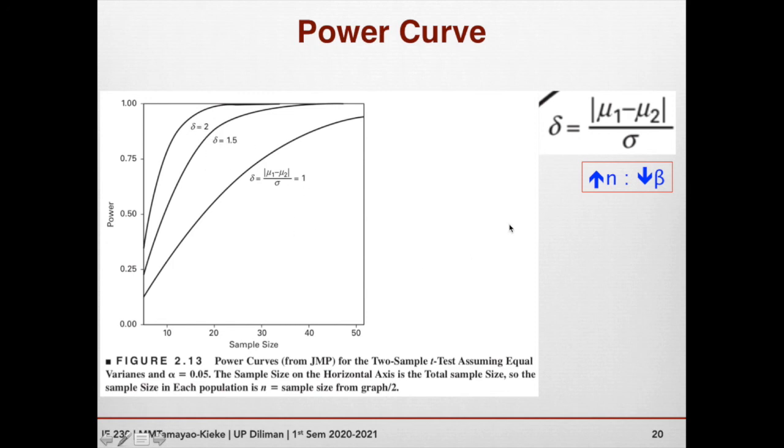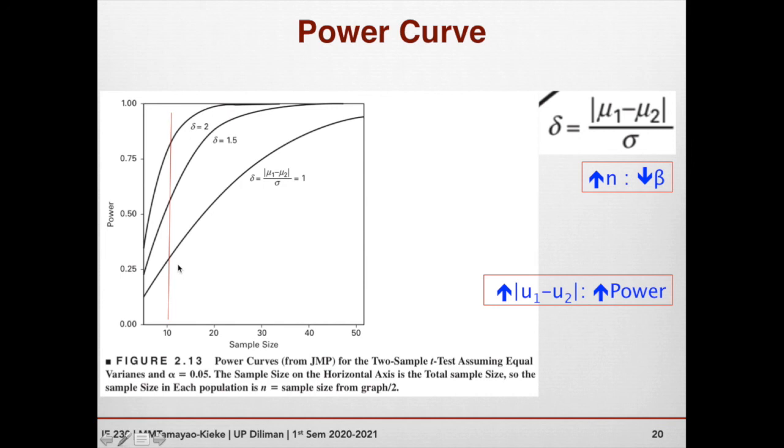Okay, the first one is the greater the difference between the two means, the higher the power. That is, we have a smaller type 2 error. This means that for a given sample size and significance level, it is easier to detect larger differences in means, as you can see here.